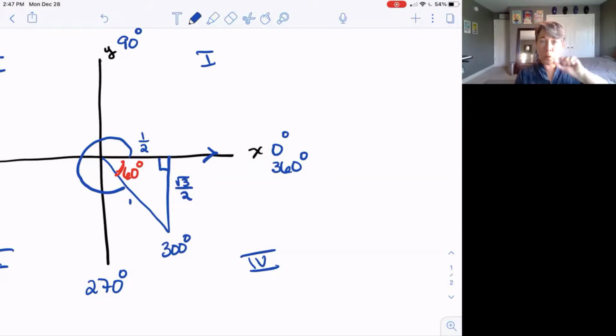And we're still always dealing with a hypotenuse of 1. But we're in quadrant 4. So that means our x value is positive, but any y value down here is going to be negative. So that means this coordinate point here is going to be a positive 1/2 for our x value and a negative rad3/2 for our y value.